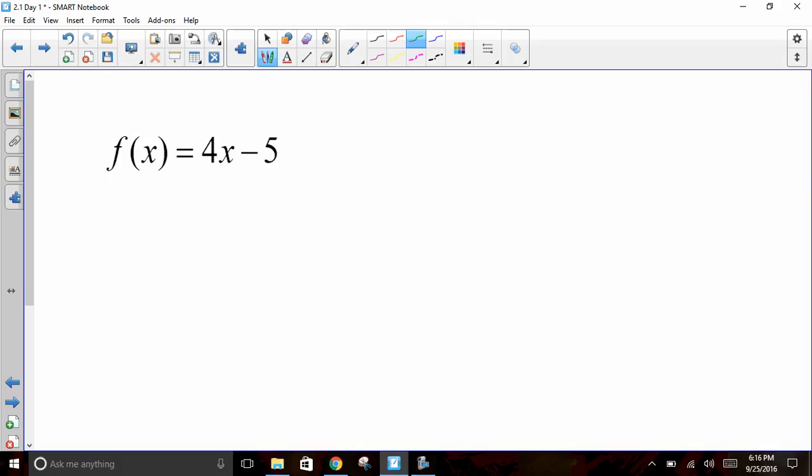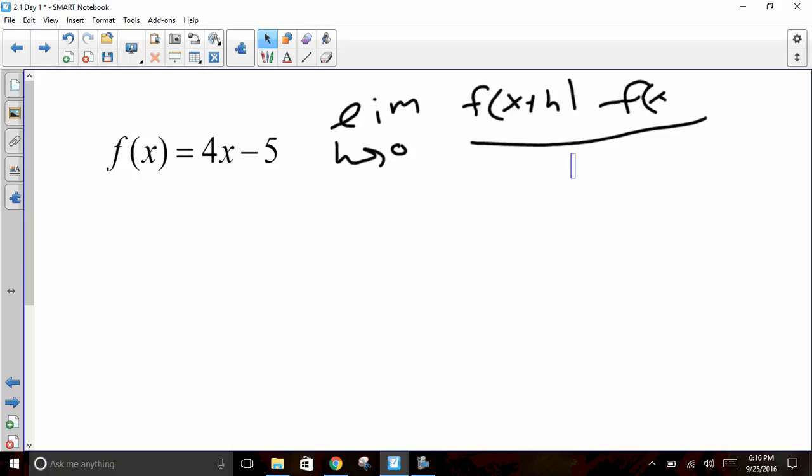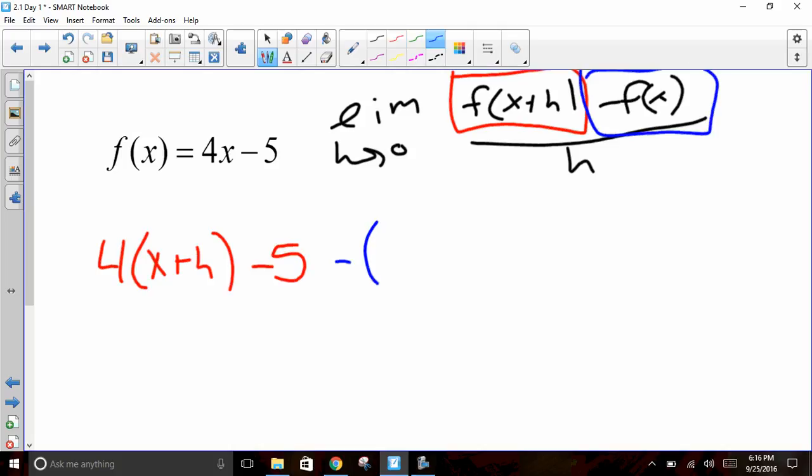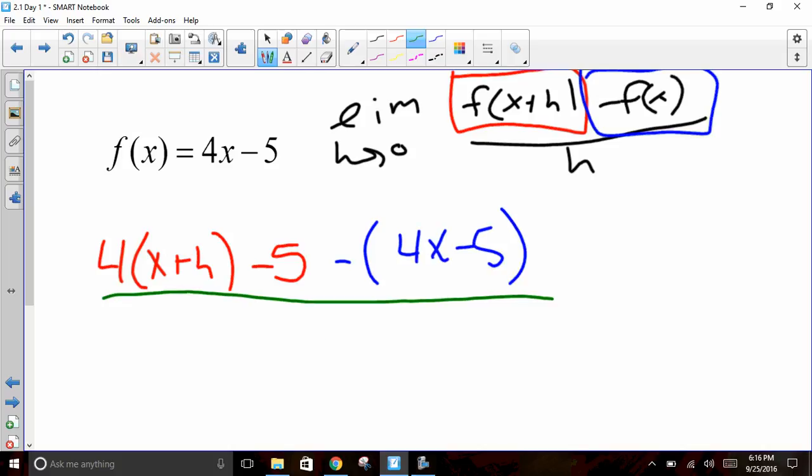So if you think logically, my answer should be, think it out loud, think it in your head, I'm not going to say it. We're going to prove it. So again, the limit as h approaches 0 of f of x plus h minus f of x over h. F of x plus h means I have 4 times x plus h minus 5 minus the function, so minus parenthesis 4x minus 5, all divided by h.